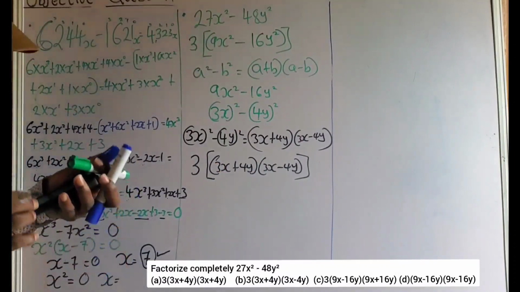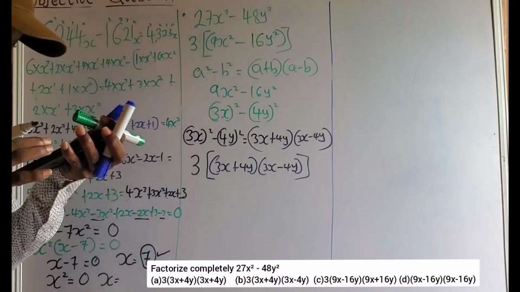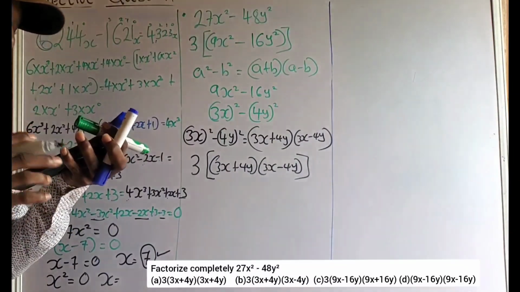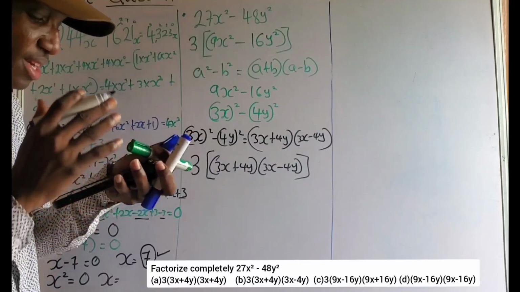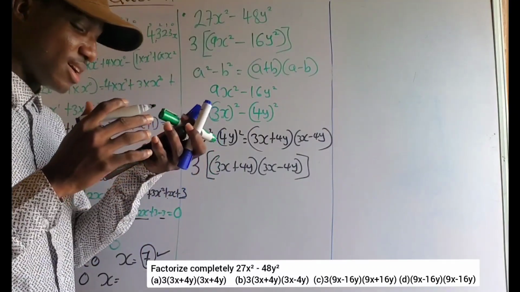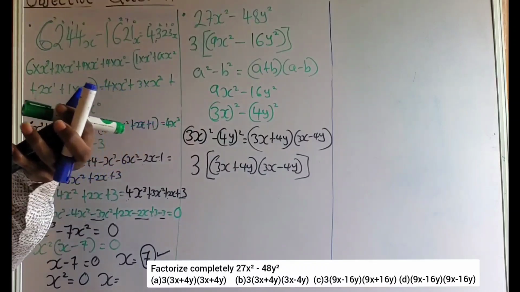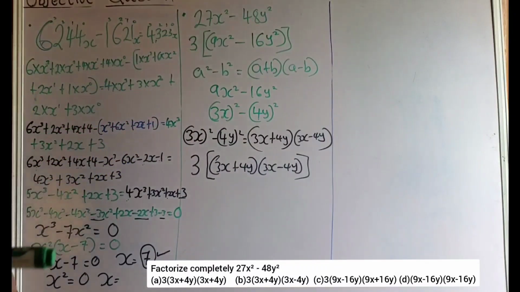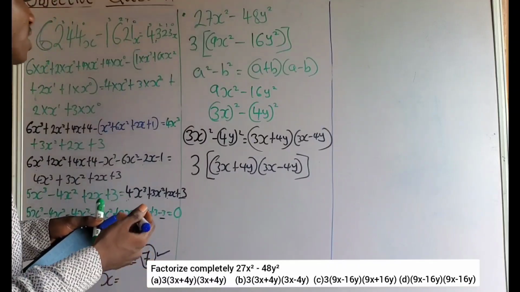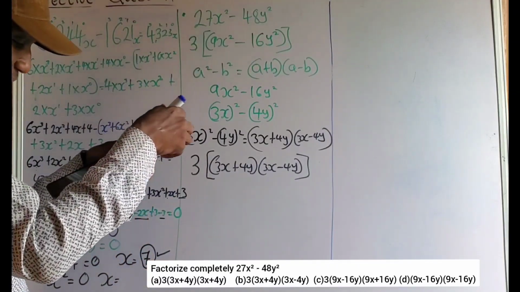Okay, let us check the correct option. Option A is 3 multiplied by 3x plus 4y, 3x plus 4y. That is incorrect. Option B is 3 multiplied by 3x plus 4y, 3x minus 4y. That is the correct answer. Option C is incorrect as well. Option D is not correct. So option B is the correct option. Now let us proceed to the next question.